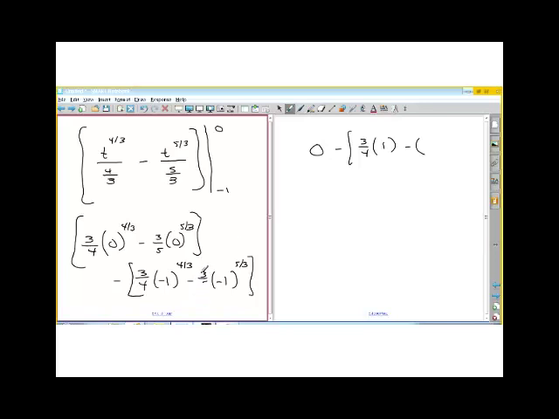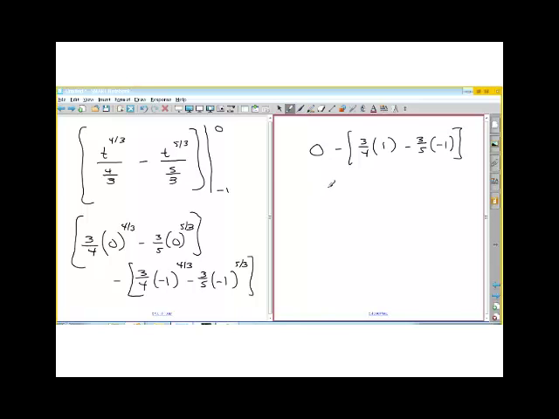Or 3/5, so I got 3/5. Okay, so you got 3/5 times -1. So we end up with negative the quantity 3/4 plus 3/5, because negative times a negative is positive. So we have a common denominator, which will be 20. So that means we'll get 20ths here.